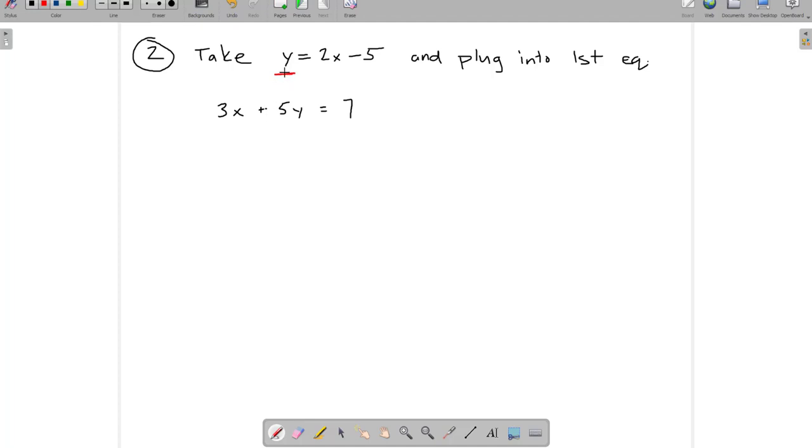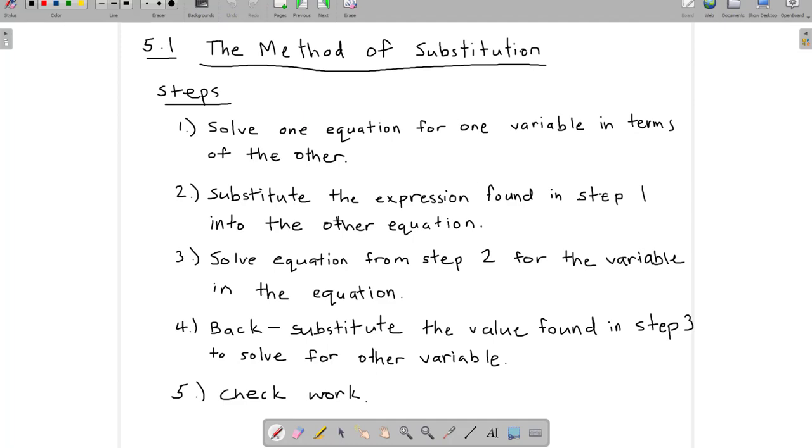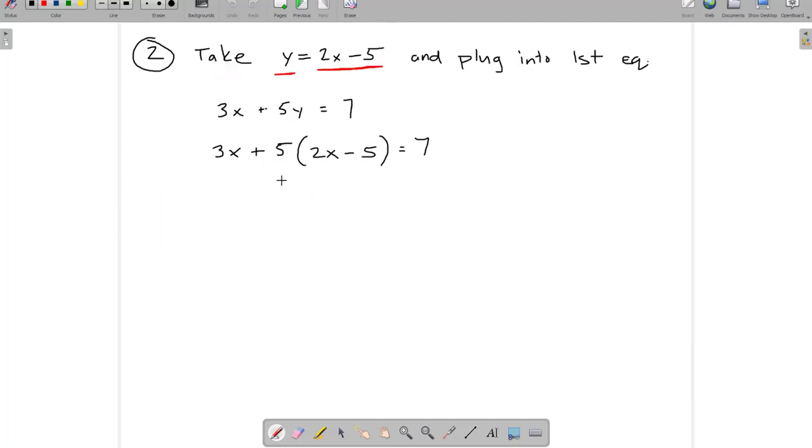So instead of y, I'm going to plug in something that is equivalent to y. So instead of y, I'm going to plug in 2x minus 5, leaving everything else the same. We're only switching out the y here. Alright, and I believe that's all we had to do for step 2. So first we're just substituting. Then in step 3, we're going to want to solve this equation for the variable that we have in this equation. So here we only have x, the x variable now. So we're going to want to solve this equation for x.